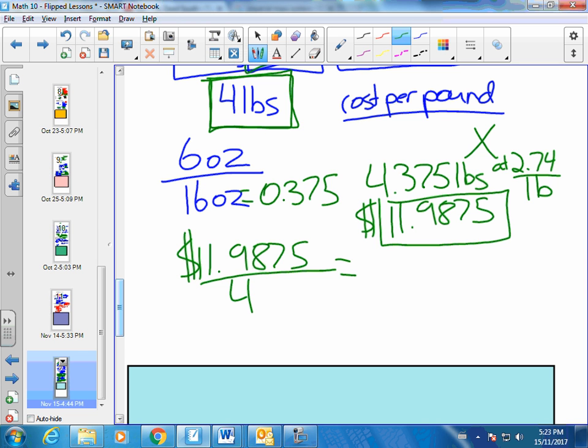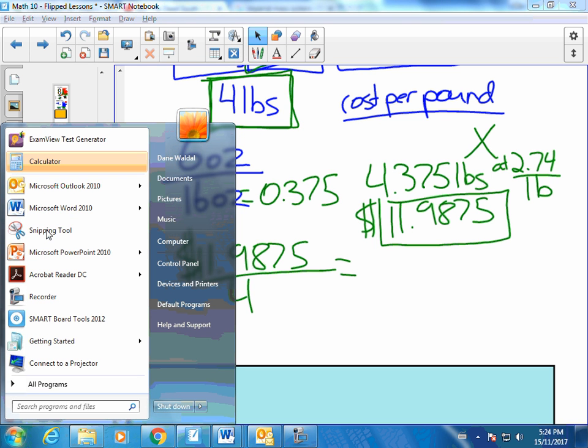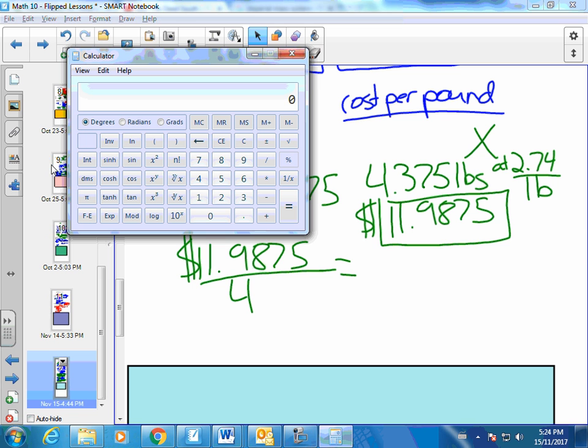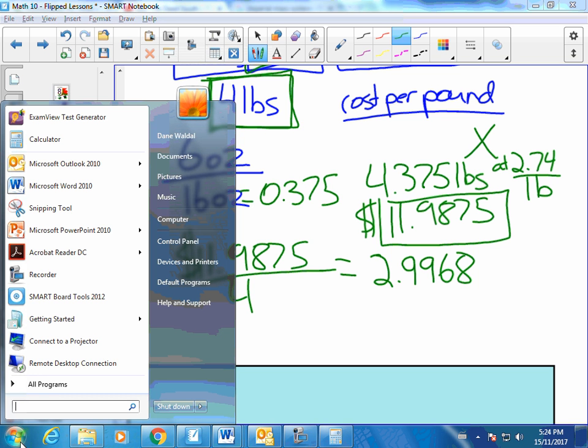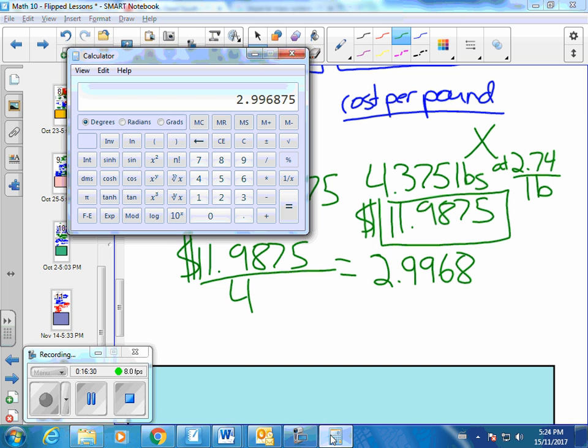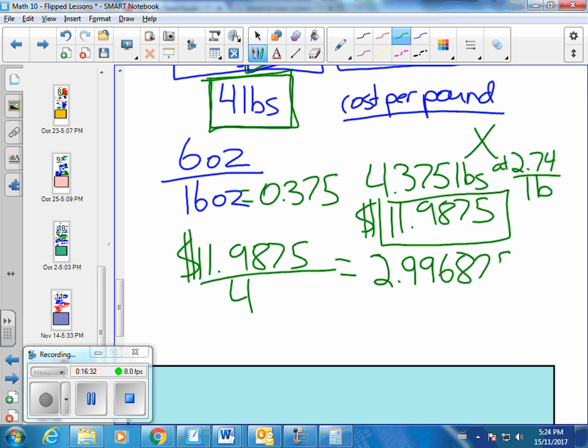So I divide it. What I wind up with is, let me pull up my calculator again here. 11.9875 divided by 4 gives me a total cost of $2.996875. We are talking about dollars and cents, so we're going to go ahead and round this up to the next available number.